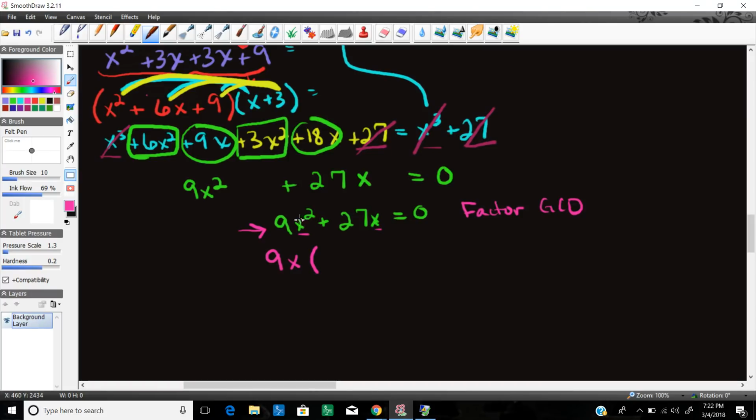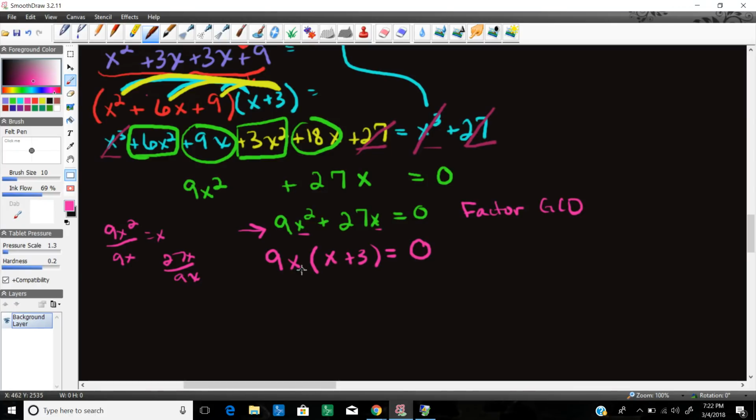So if I divide 9x squared, and I'm going to do the side work over here just so you can see what I'm doing, if I divide this by this, I'm left with x. So x goes in the parentheses. And then if I divide 27x by 9x, I'm left with a 3. So plus 3. And this is all equal to 0. Okay?